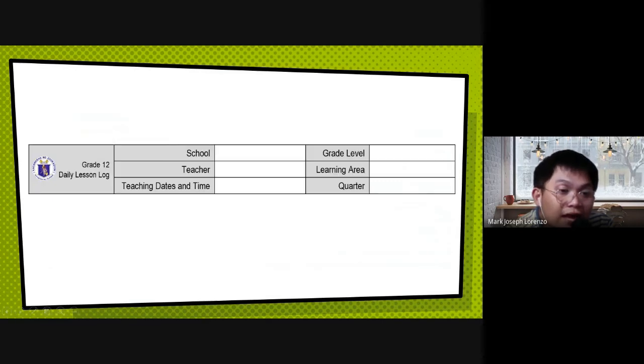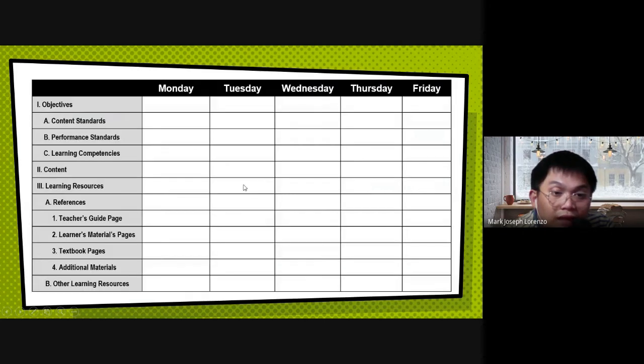Okay? So sa heading, usually dito nilalagay din yung logo ng school, and then pangalan ng school, grade level na tuturuan, pangalan ni teacher, learning area, ilang quarter, ano yung specific date and time na ituturo. Ito naman yung content na diniscuss natin kanina, from objectives composed by content standards, performance standards, learning competencies, and then Roman number 2, content. Roman number 3, learning resources.